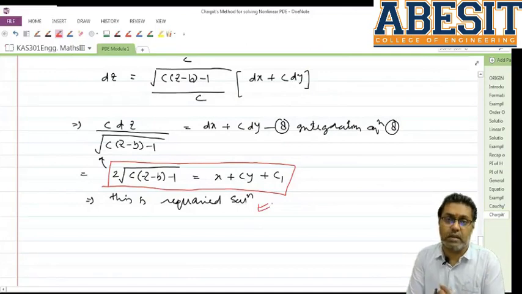एक दो क्वेश्चन आप सॉल्व करेंगे, then you would be able to solve. So next lecture, maybe I will take some examples of Charpit method or some other factor.